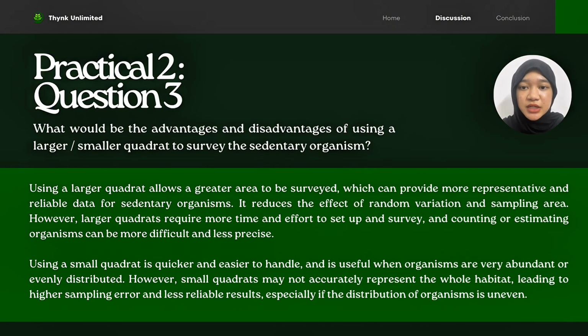Using a small quadrat is quicker and easier to handle and is useful when organisms are very abundant or evenly distributed. However, small quadrats may not accurately represent the whole habitat, leading to higher sampling error and less reliable results, especially if the distribution of organisms is uneven.